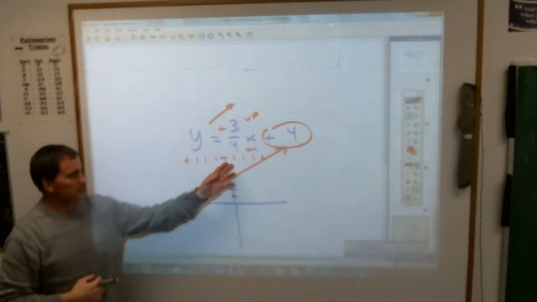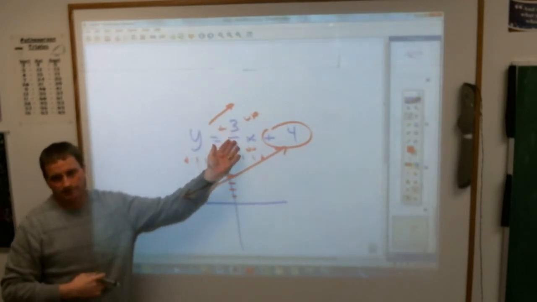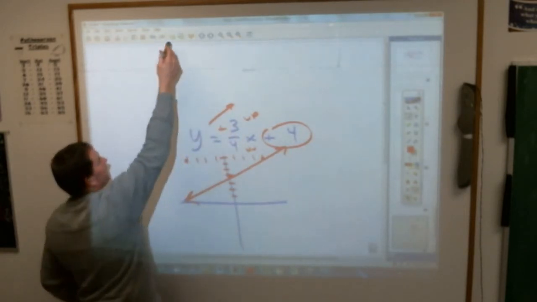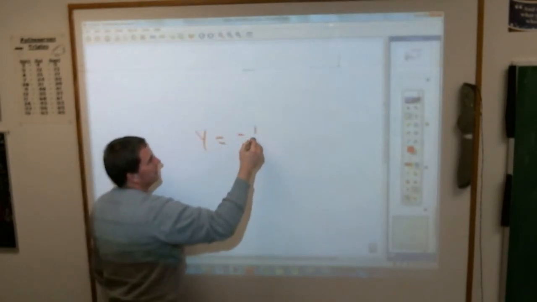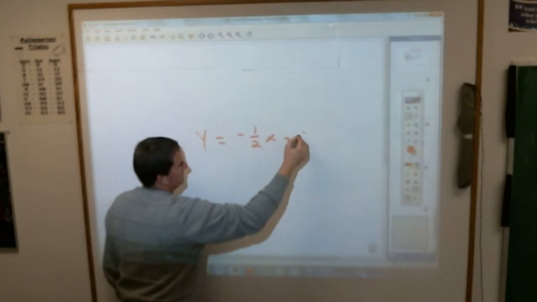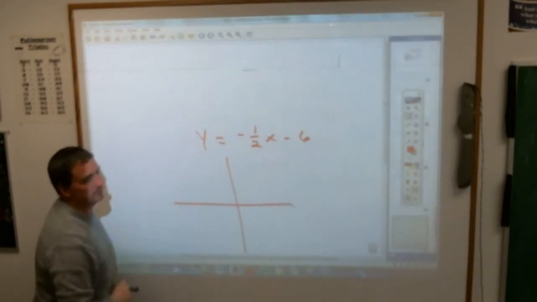If you had to sit and put numbers in for x with the fraction 3/4, it might get a little ugly for you. But I can tell you're excited about that, so let's move on. How about y equals negative 1/2 x minus 6? Here's how fast that you can graph a line.